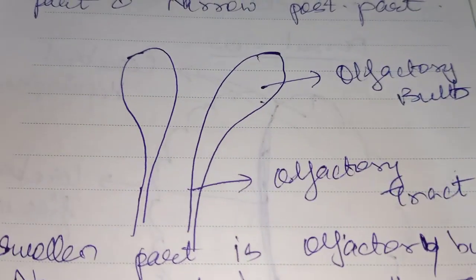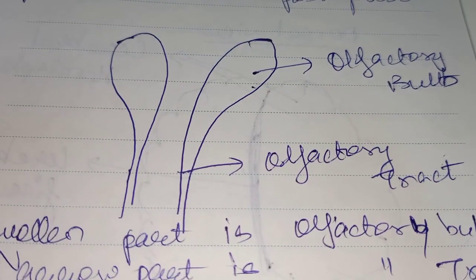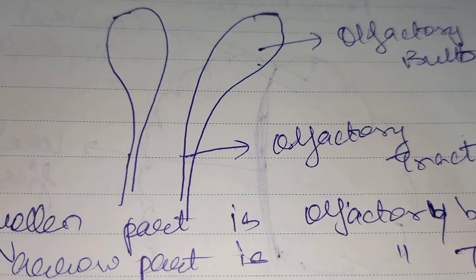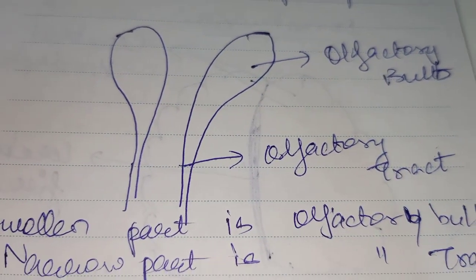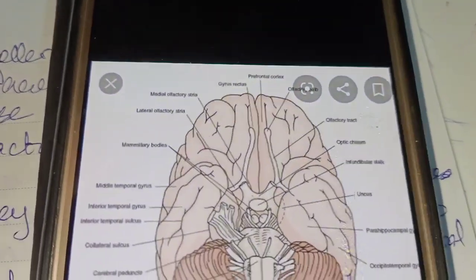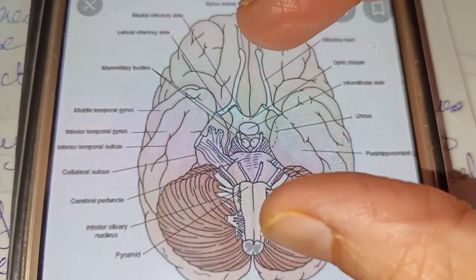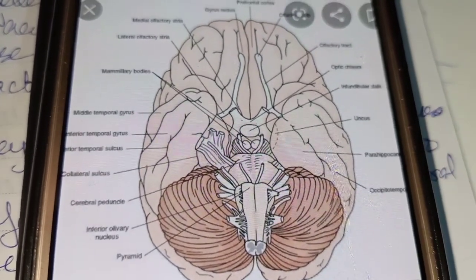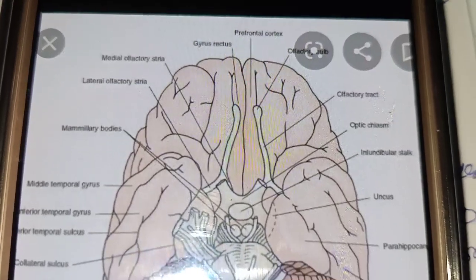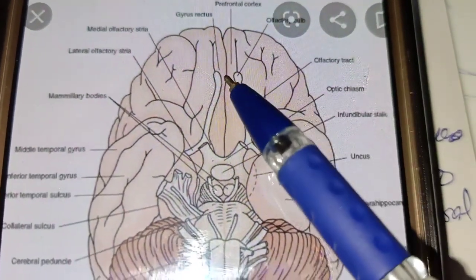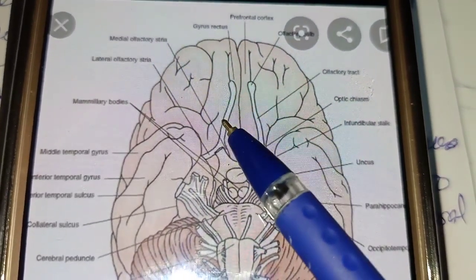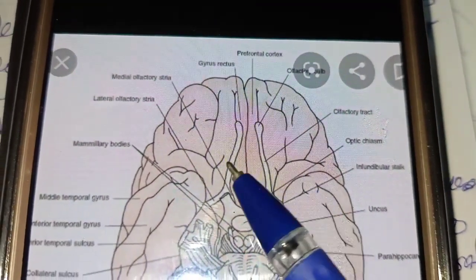Now the olfactory lobes, the diagram is this way. This is the olfactory tract, and there is the olfactory bulb. If you look at the inferior surface of the brain, you can see here this is the olfactory bulb and this is the olfactory tract, and these are the pair of olfactory lobes.